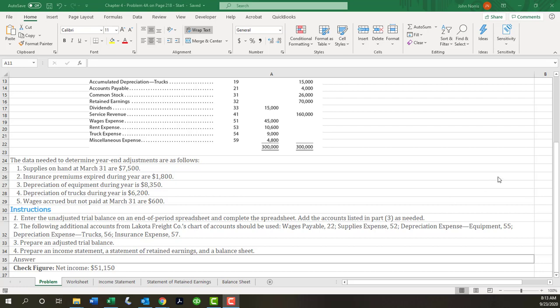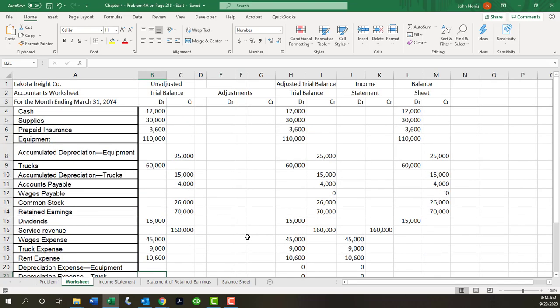The additional accounts that are needed are wages payable, supplies expense, depreciation expense for the equipment, depreciation expense for the trucks, and insurance expense. And then do the multi-step income statement, a statement of retained earnings, and a classified balance sheet. Once again, it gives us a check figure of net income of $51,150. So I've already entered in the unadjusted trial balance, created the formulas for the adjusted trial balance, and broken out the income statement and balance sheet accounts.